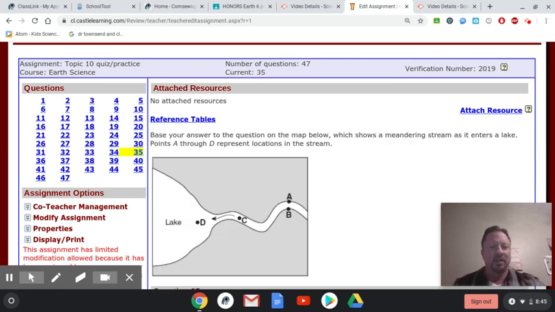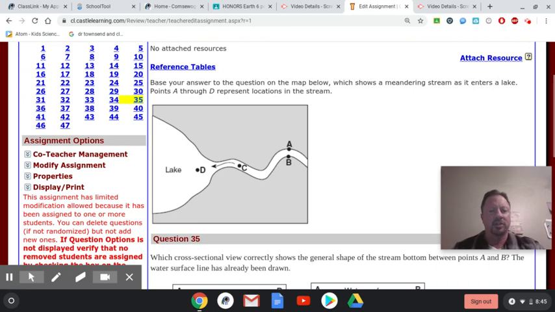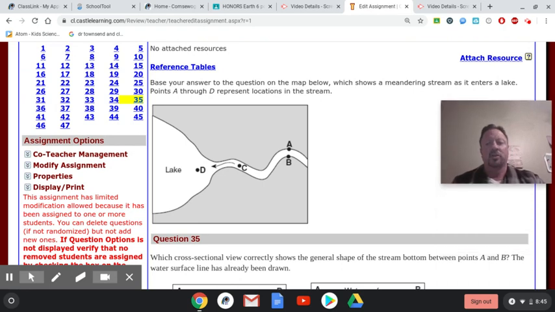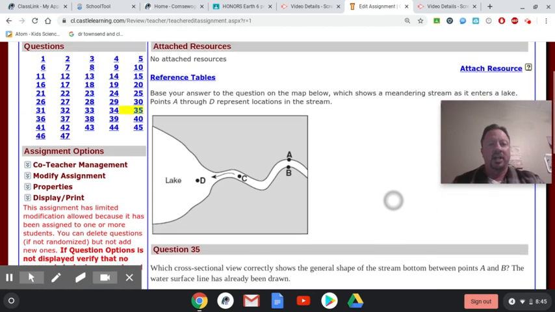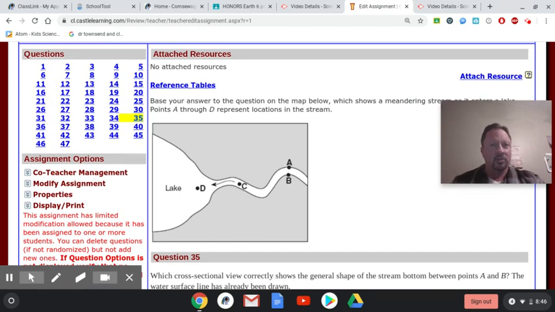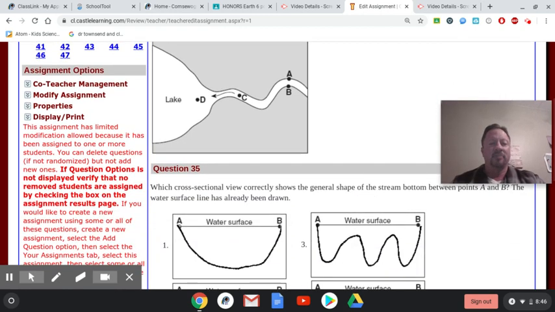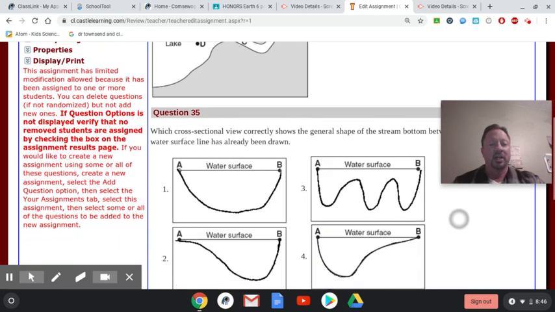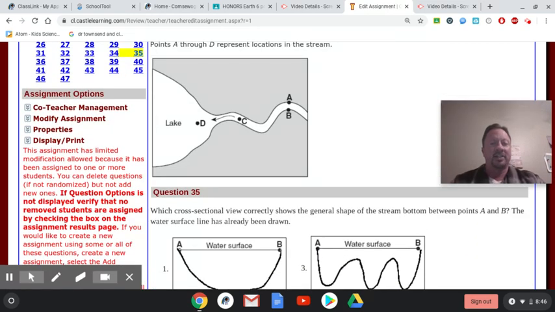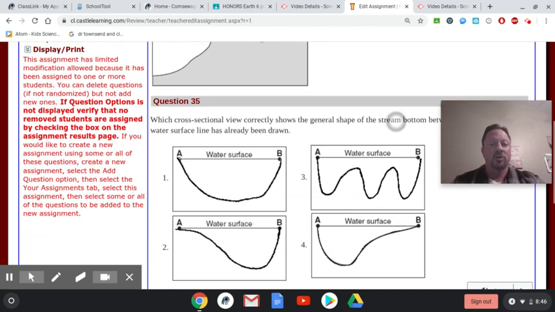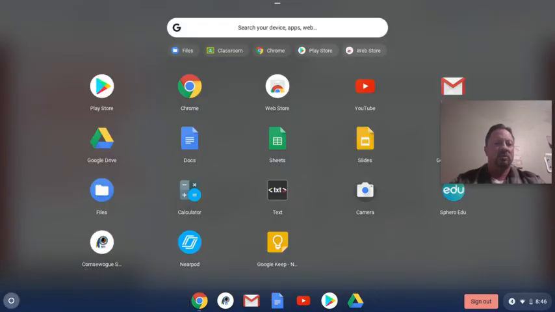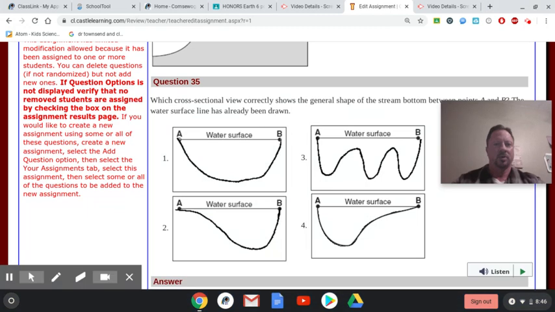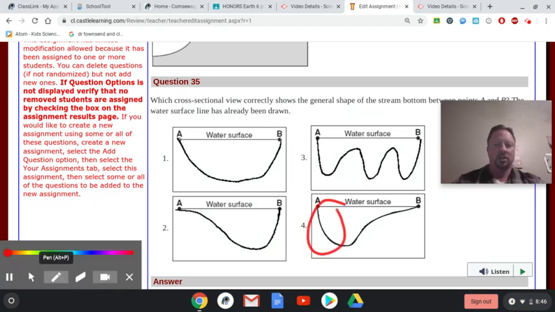And let's see, 35. Which cross-sectional view shows the general shape of the stream going from A to B? Okay, so A is the outside curve. Faster moving water, that's where the deeper water is going to be, because that's where more erosion happens, towards A. Answer 1 would be a perfectly straight stream, and it's not straight between A and B. I don't know what's going on with 3. So it's either going to be 2 or 4. And like we said, A is the outside curve, faster moving water. Deeper water would be towards A. That would be right over there, deeper water.